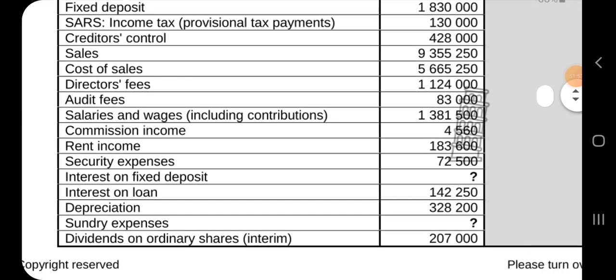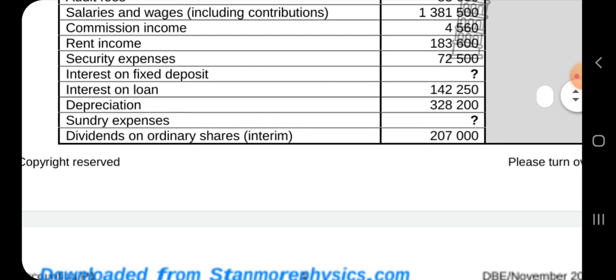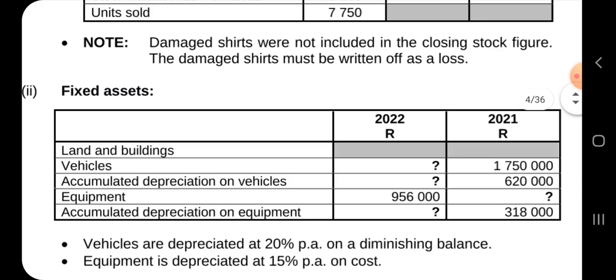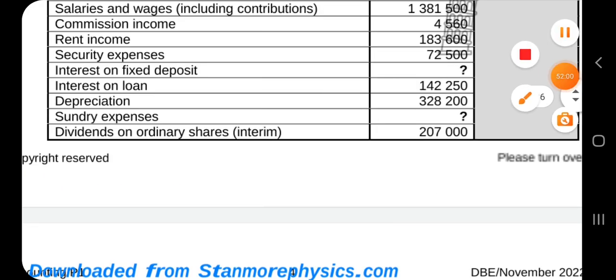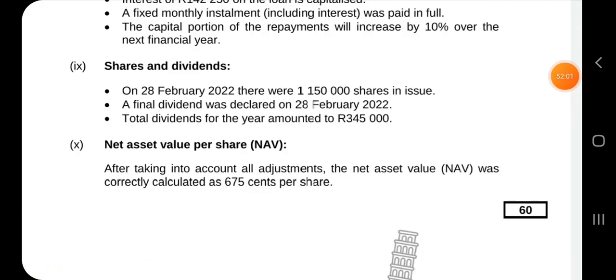And now shares and dividends. On the 28th of February 2022, there were 1,150 shares in issue, and a final dividend was declared on 28 February 2022. Total dividends for the year amounted to 345.